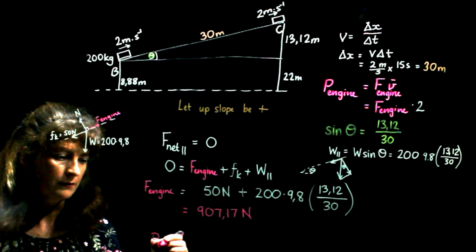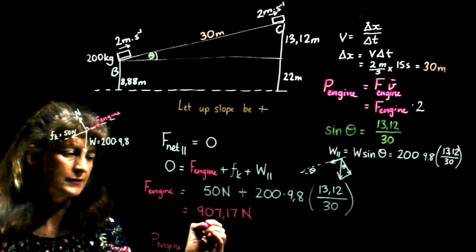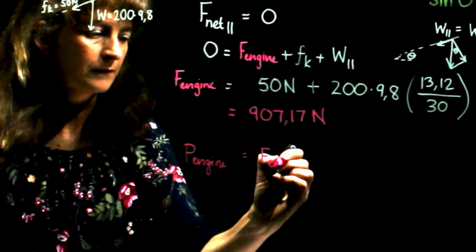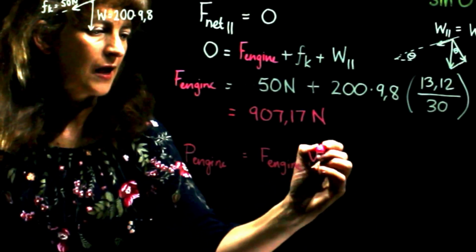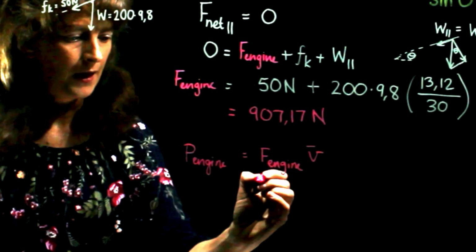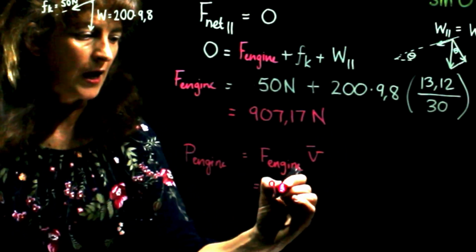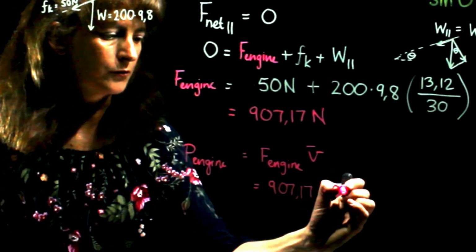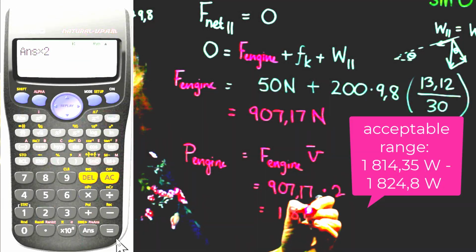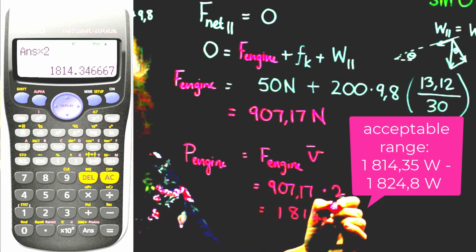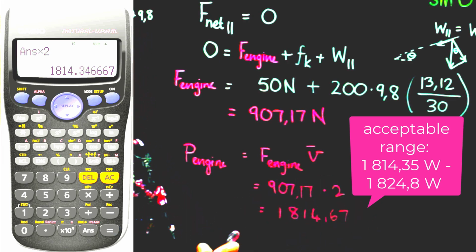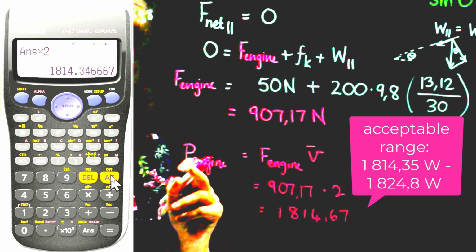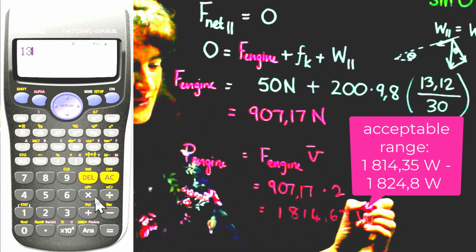P engine is equal to F engine times average velocity. And that is what we have on the calculator, multiplied by 2. 1,814.67. What are we calculating? Watt, power is measured in watts.